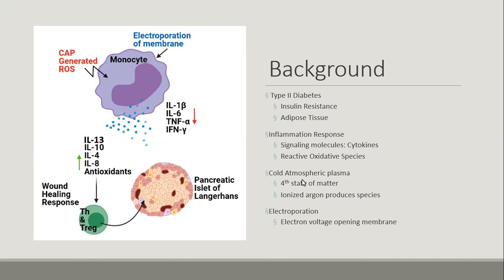This is a fourth state of matter which uses ionized argon, which produces the species. The electroporation of the membrane opens up the pores by electricity and causes the reactive oxidative species to enter it, signaling the release of these molecules. When they're released from these monocytes, which are the directors of immune responses, it is our proposed reaction that these cytokines are decreased and these cytokines are increased, leading to the wound healing response rather than the inflammatory response in these cells.